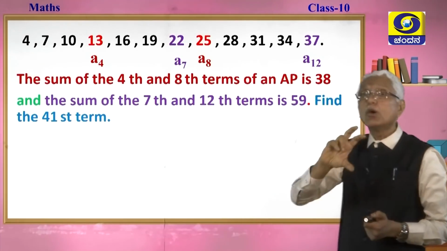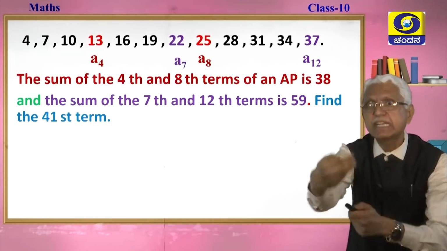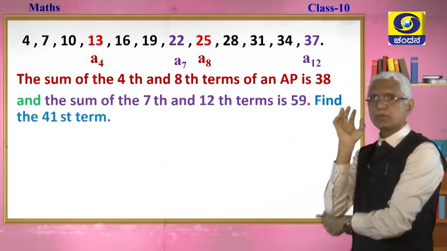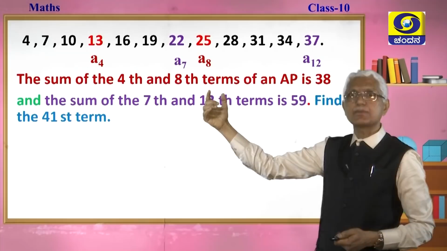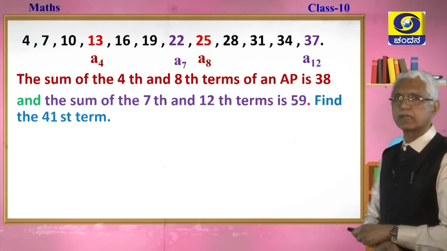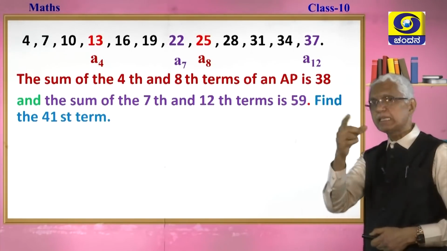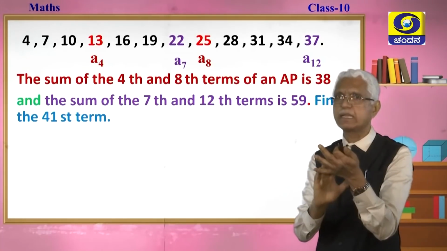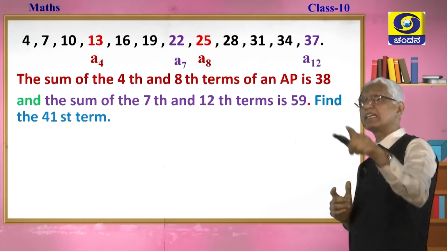Now, by taking the actual AP, they are constructing the problem and they will ask us to solve the problem. Please observe. Sum of the fourth and the eighth terms of an AP is 38. Check for yourself. Fourth is 13. Eighth is 25. 25 plus 13 is 38. Beautiful. Sum of the fourth and the eighth terms is 38. What else?